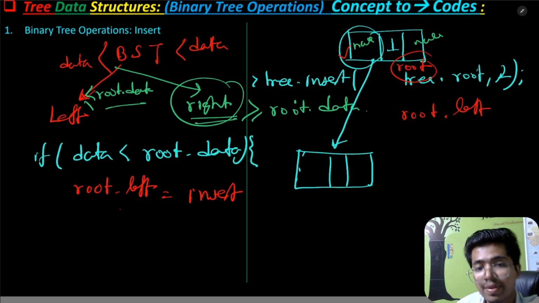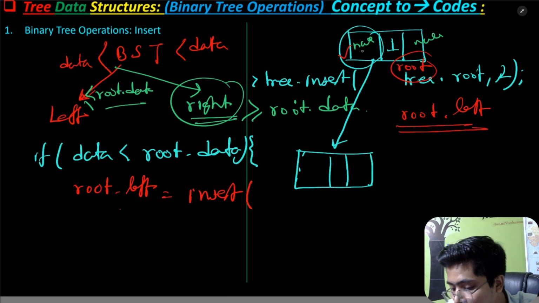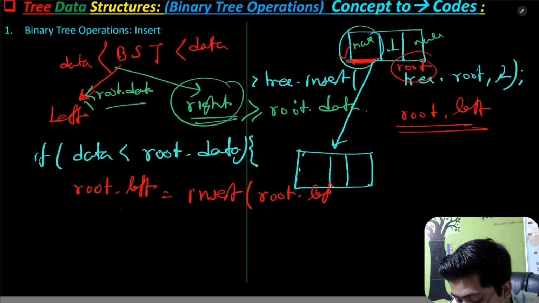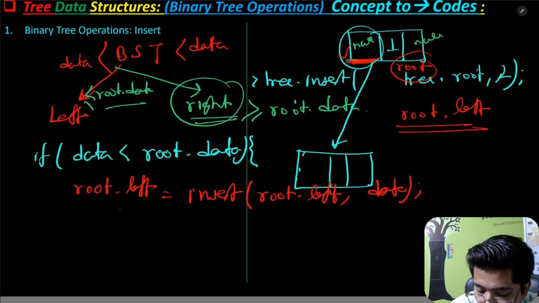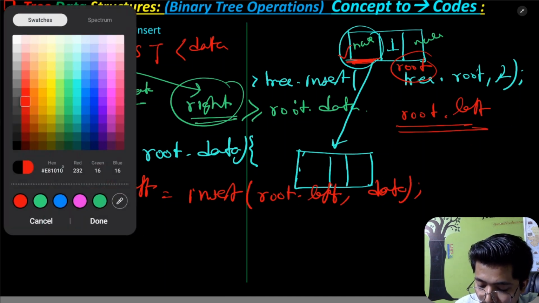Now again we are calling the insert function, and now it will be recursive. So now we'll be passing root dot left, this one, because we want to insert in this section on the left side, and we'll be passing the same data value. So again the function is called and it will move, and the value will get assigned. So this is for when the data value is lesser than the root dot data. Now we'll be handling the case when the data value is greater than the data.